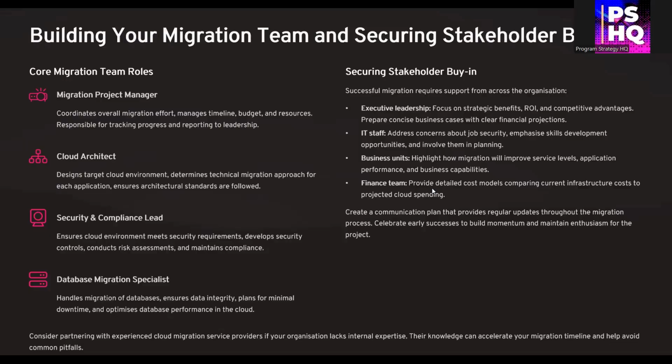But even the best team won't succeed without organizational support. So get executive leadership onboarded by presenting a clear business case and ROI. Address concerns from IT teams, especially around job security. Upskilling and involvement in design discussions help mitigate resistance. For business units, focus on the benefits: improved service levels, faster features, and increased system reliability. Finance teams will want clear cost comparisons, show them both CapEx versus OpEx models and projected savings.